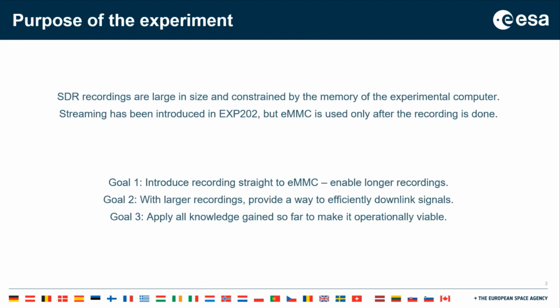The second goal, if we assume that we can do longer recordings, is that we need some tools to deal with those longer recordings. As I said, SDR recordings generate a lot of data. A minute recording is already 200 megabytes, and this is not viable to downlink using our current methods. A 200 megabyte file would probably take over a week to downlink. So we need some tools to chop up the samples in an effective manner so they can be quickly downlinked to Earth.